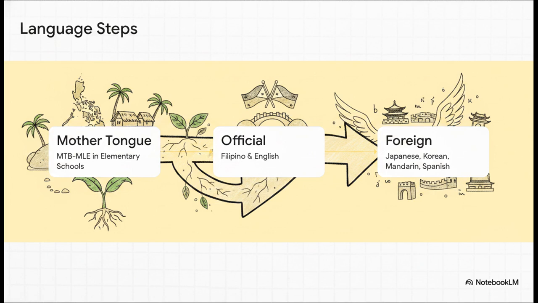Step 2 brings in the official languages, Filipino and English, which builds national unity and broadens their ability to communicate. And then Step 3 layers in foreign languages for those big international opportunities. Languages like Japanese, Korean, Mandarin, or Spanish. It just perfectly hits the nail on the head for our whole theme, rooting students in their local culture before giving them the wings of national and foreign languages.